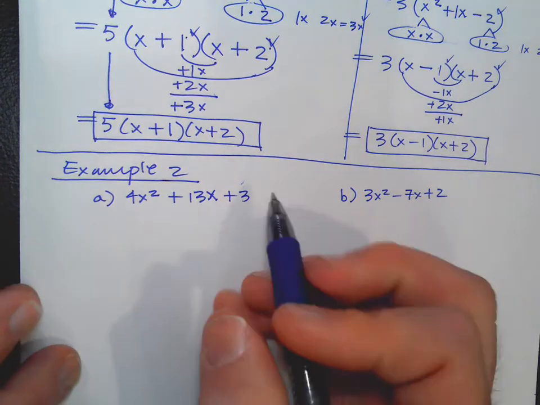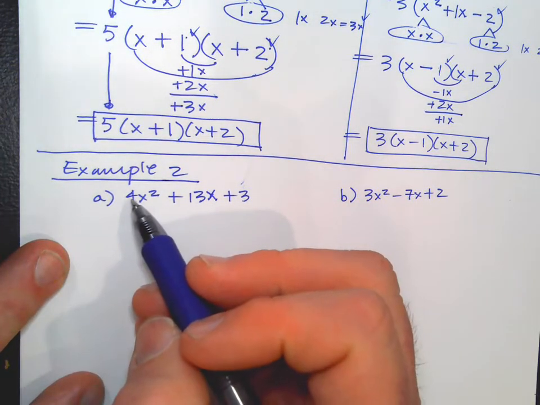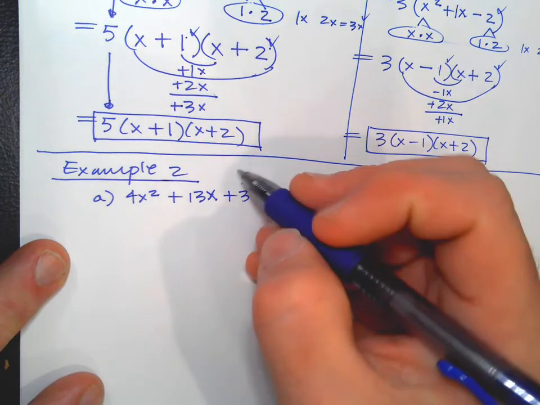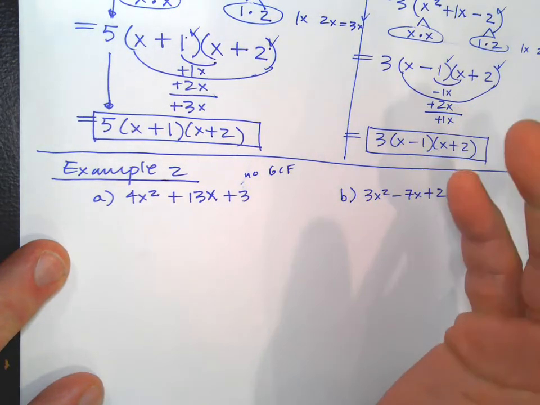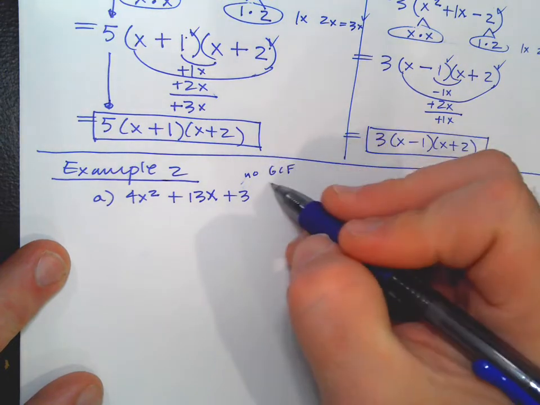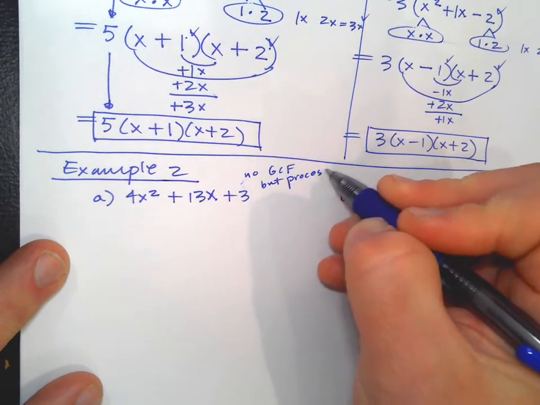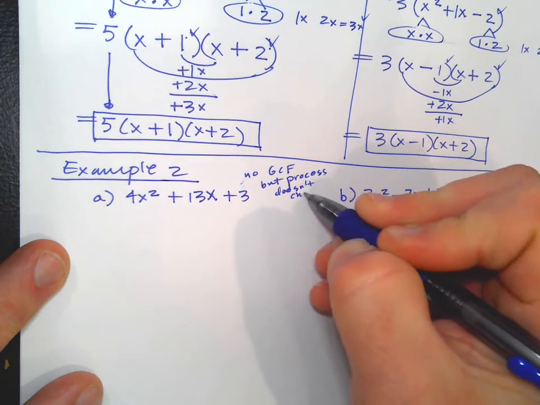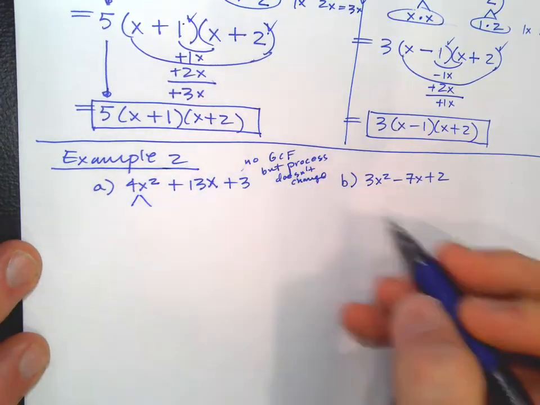So this time we look for the GCF. We always check for the GCF first, but is there a number we could divide out of 4, 13, and 3? Nope. So this one has no GCF. I mean, technically the GCF is 1, but we can't do anything with it, right? Okay, but the process doesn't change.